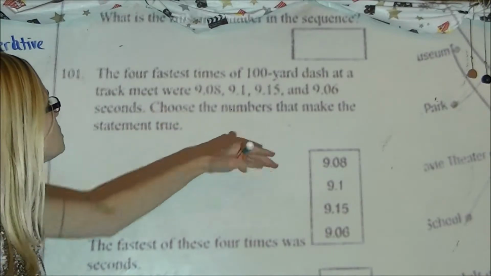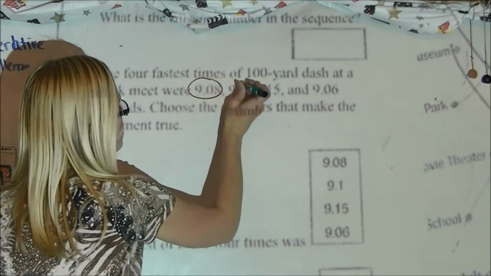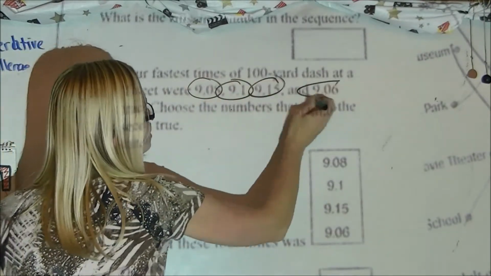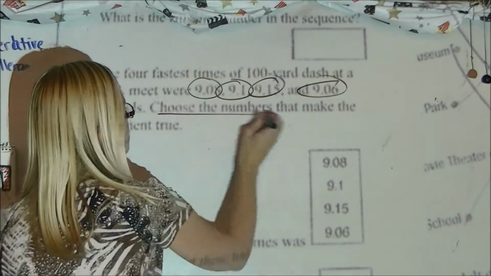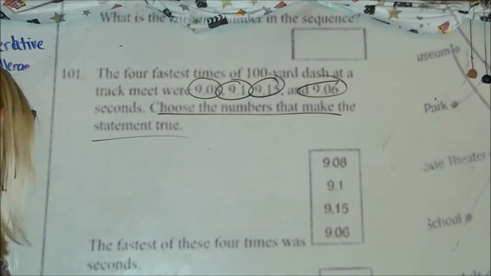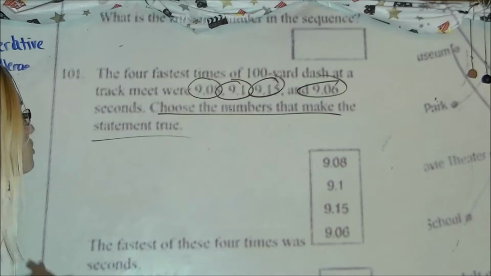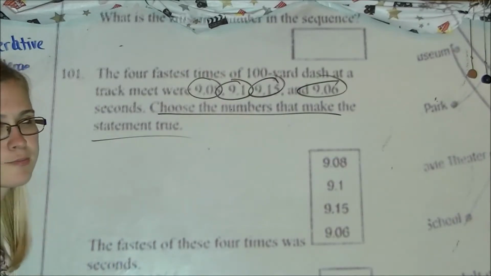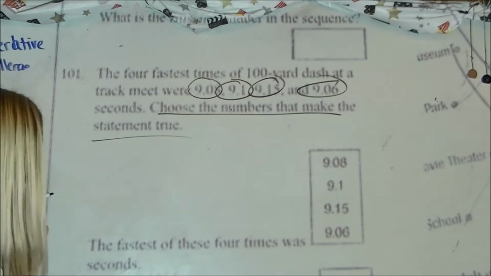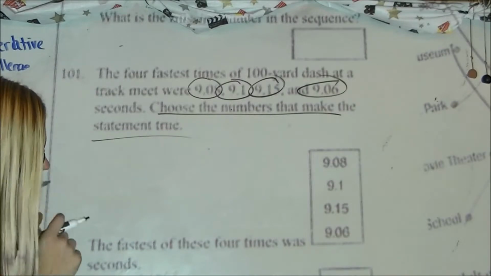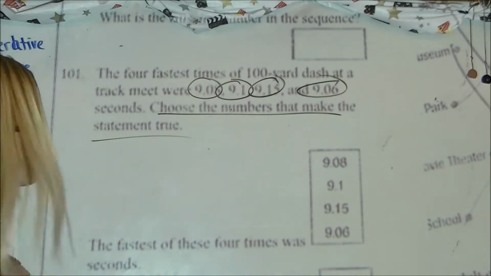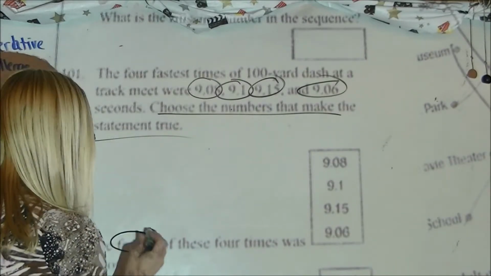So now the question is telling me, okay, I have these 4 numbers, and it says choose the number that makes the statements true. It says the fastest of the 4 times was blank seconds. Fastest. What is fastest telling me? Oh, fastest means like the most amount or the biggest amount. So I'm looking for that.